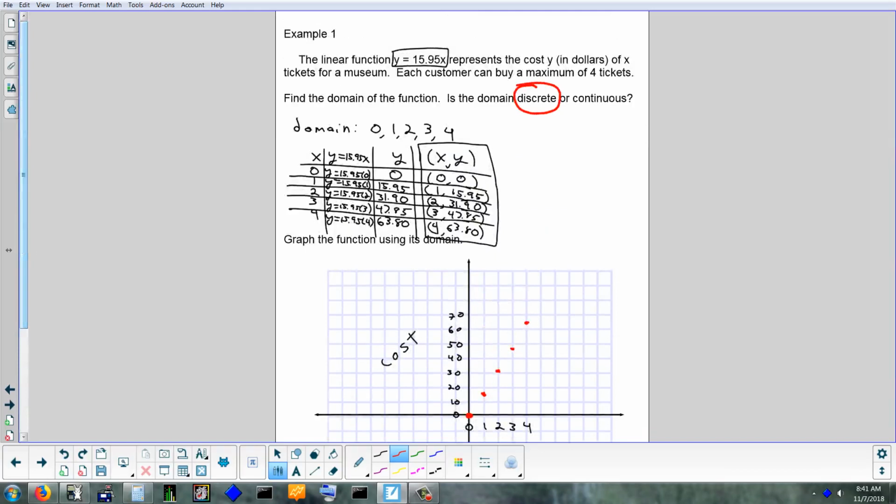The big thing we wanted to take away from today is being able to identify an example of what's discrete and an example of what's continuous. That's the most important thing for today. So yes, the domain is discrete. So I just circled discrete. Okay, any questions on that?